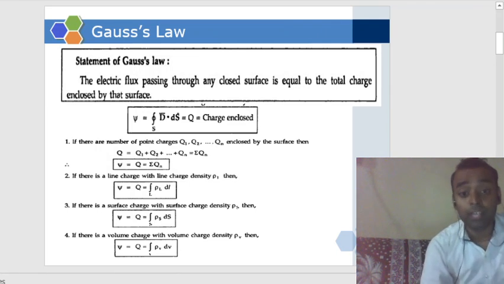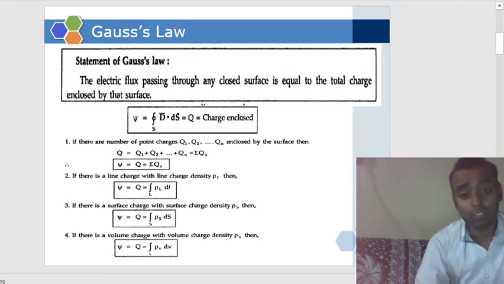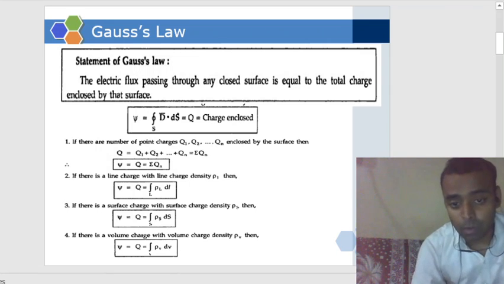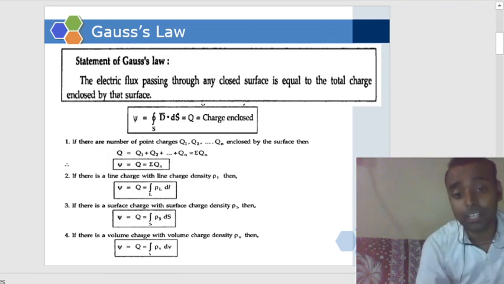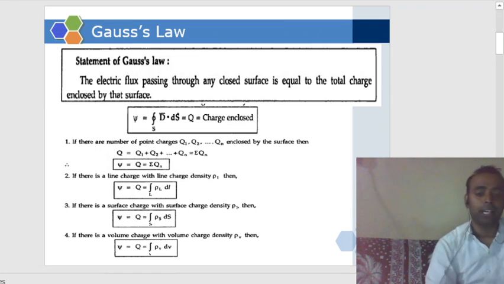We had seen the mathematical part of this. Psi is the flux, which is equal to the charge, and we had established the relation: the surface integral of D dot dS. What was D? D was the electric flux density, with unit coulomb per meter squared. How did we define D? Flux per unit area. Total flux per unit area is electric flux density, isn't it?